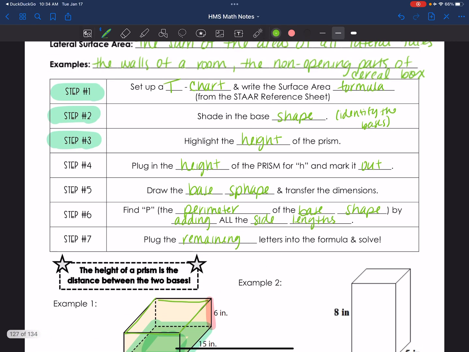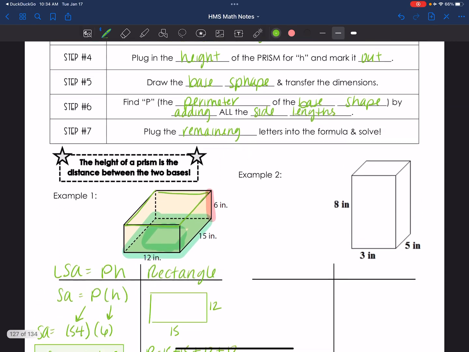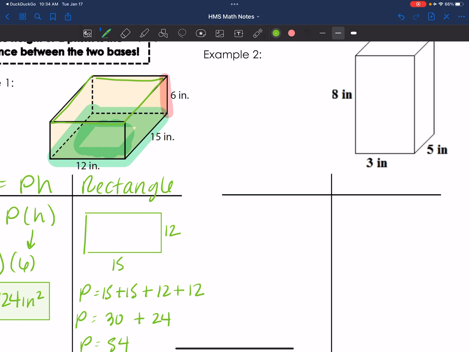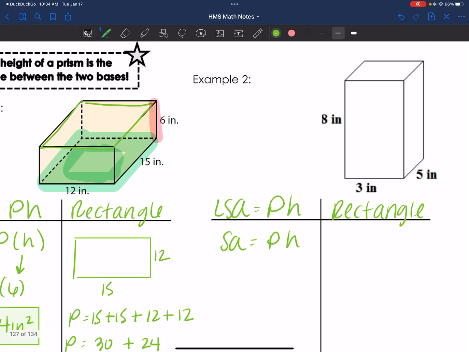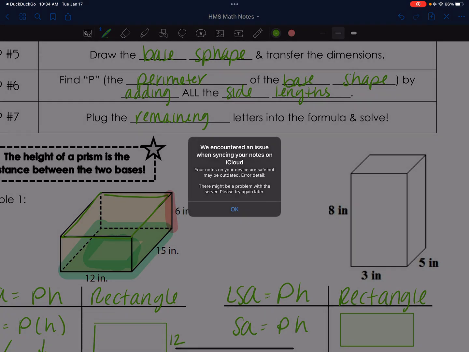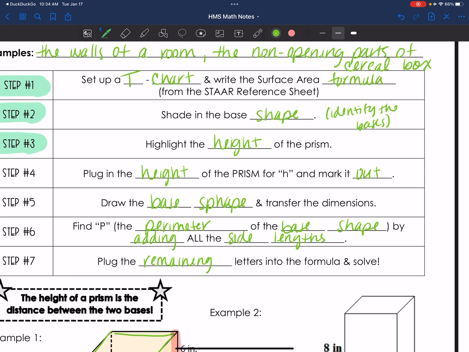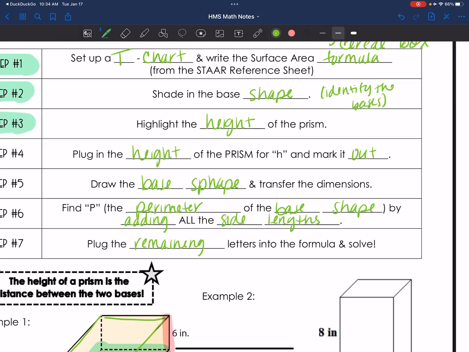Okay, step 1, set up a T-chart, done. Write the surface area formula, haven't done that yet. So I'm going to say LSA equals capital P, lowercase h, rewriting it, PH. What am I dealing with? A rectangular prism. So I'm going to write down rectangle, and even draw a rectangle. Next, I'm going to shade in the base and highlight the height.